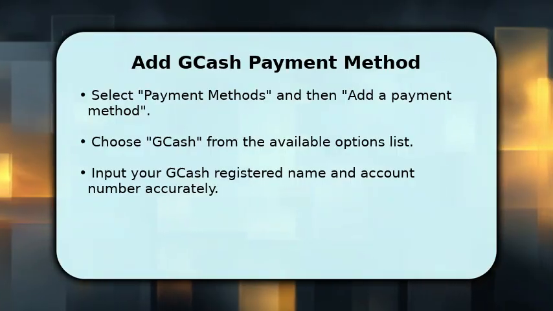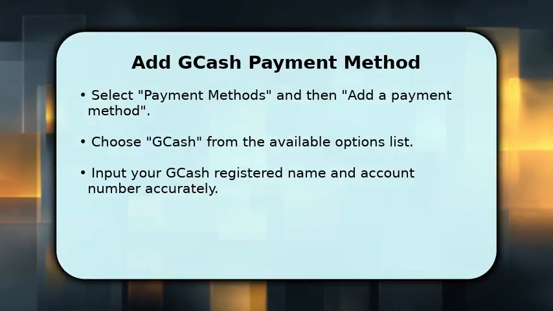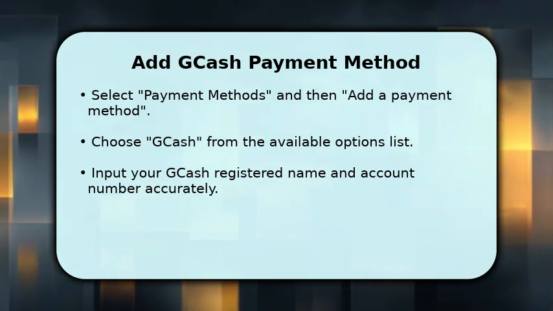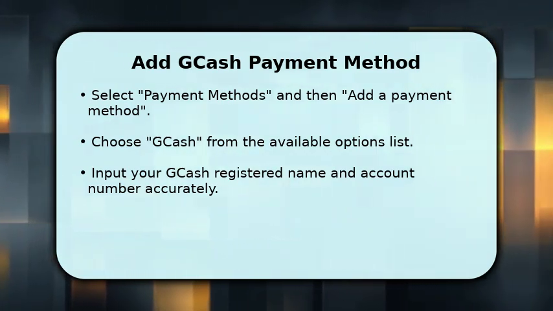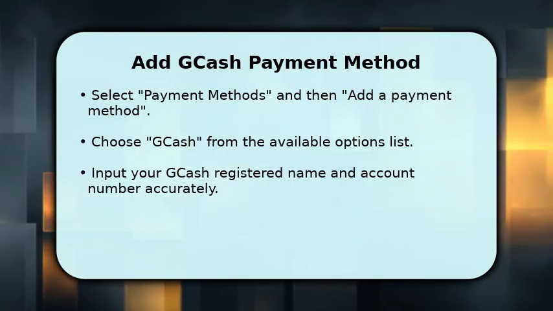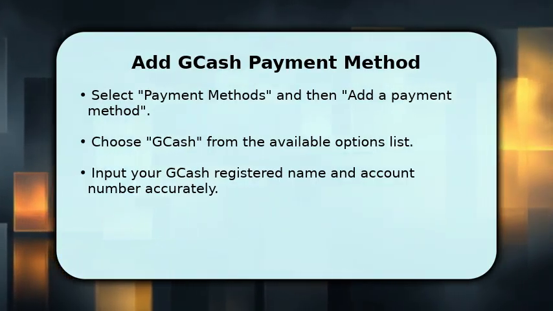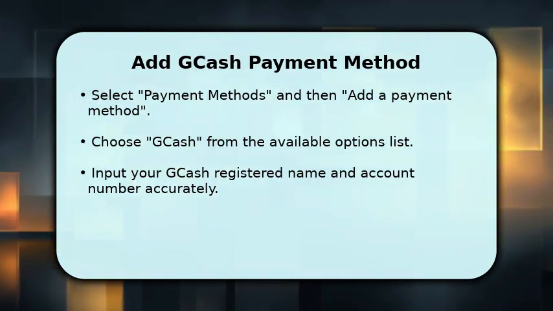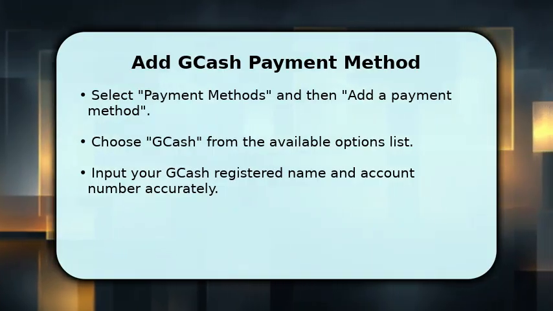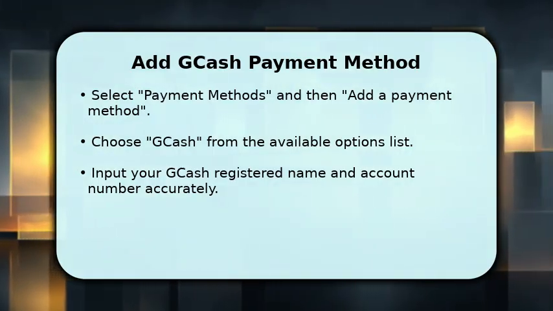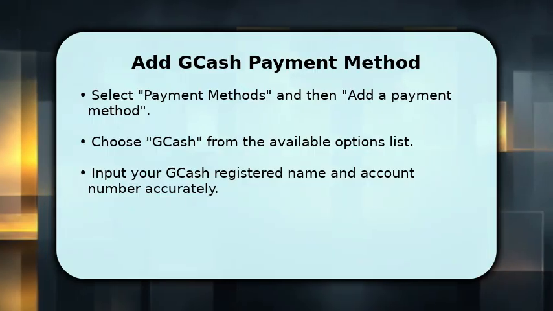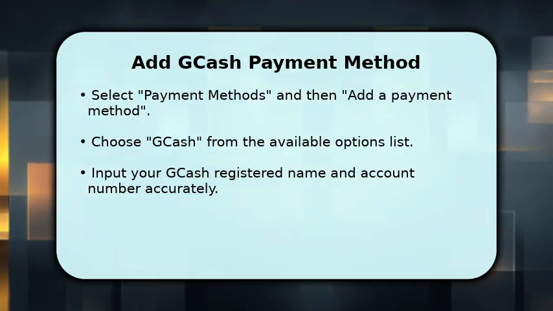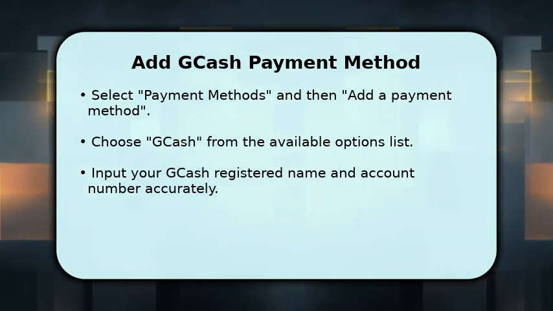To add GCash, go to your profile and select Payment Methods. From there, click on Add a Payment Method and search for GCash among the listed options. You will then be prompted to enter your GCash registered name and the 10-digit account number. Double-check these important details carefully to ensure they are absolutely correct before saving your new payment method.